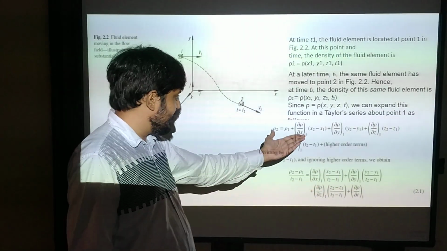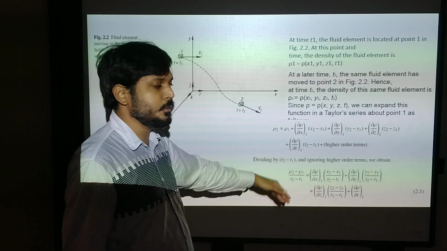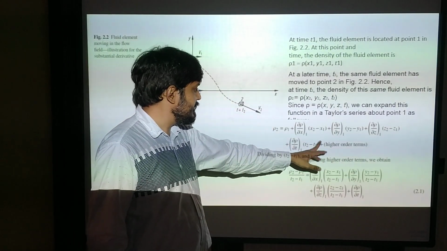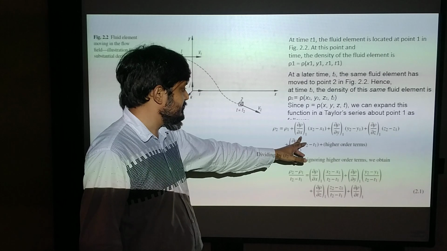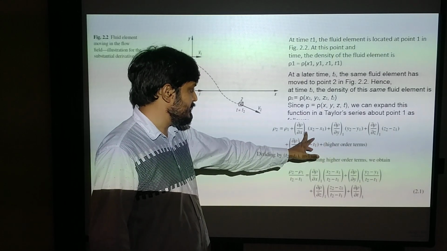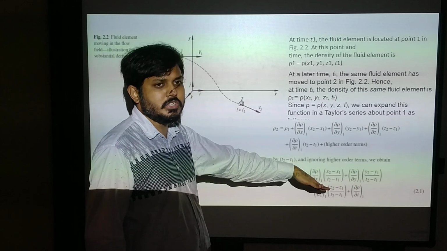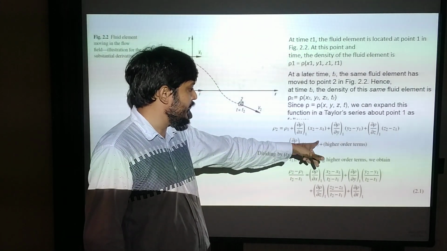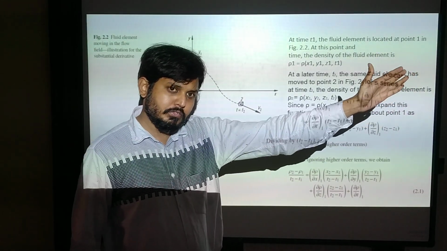So changes occur in x direction also, y direction also, z direction also, and with respect to time also. But what is this higher order term? This higher order term means if we see the difference, here we are seeing only first order, that is delta x, x2 minus x1. If we again differentiate it, we get del square rho by del x square and x2 minus x1 whole square upon 2 factorial. And then again 3 factorial, 4 factorial, 5 factorial.